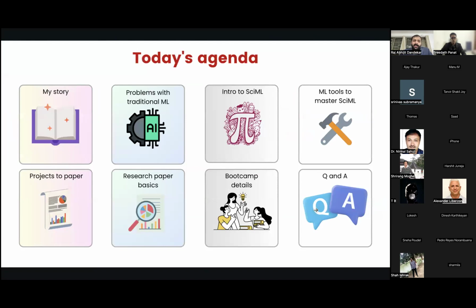So, today's agenda is that first, I'm going to explain my story and why we are conducting this webinar in the first place. Secondly, I'll explain a bit about traditional machine learning and how I accidentally discovered the field of scientific machine learning and how it completely transformed my life. And then finally, we'll talk a bit about converting your scientific machine learning project results into a publication and how you can start working on your first machine learning research publication.